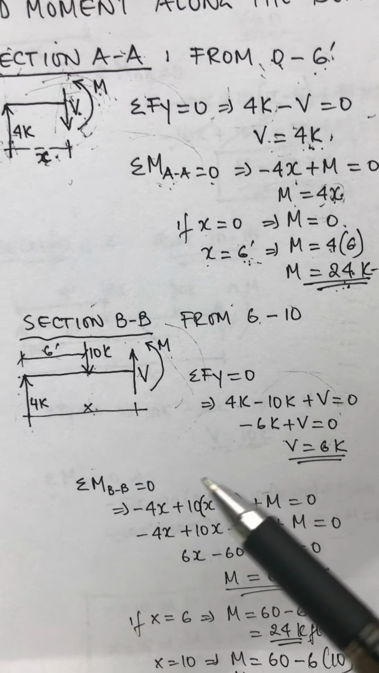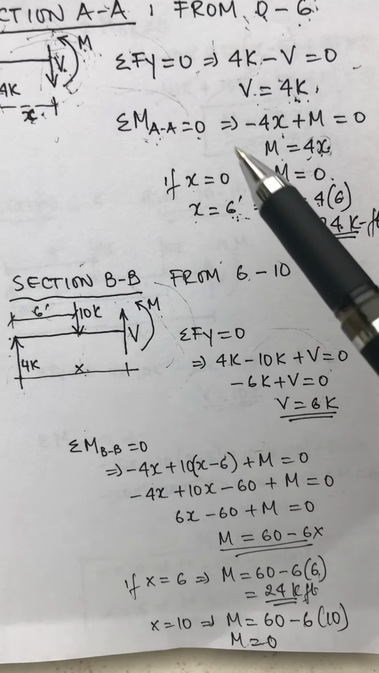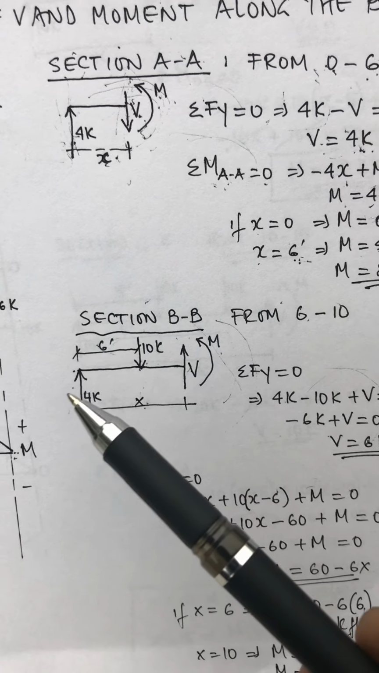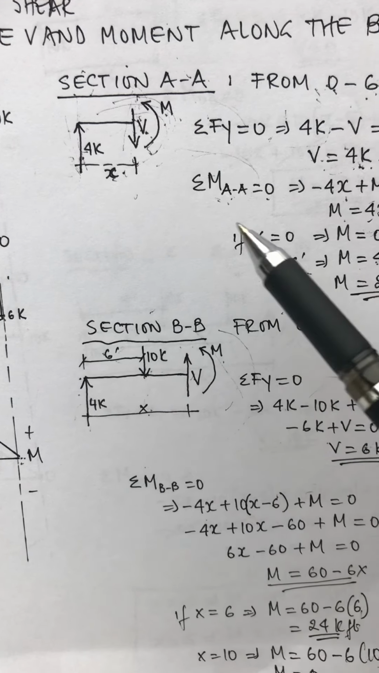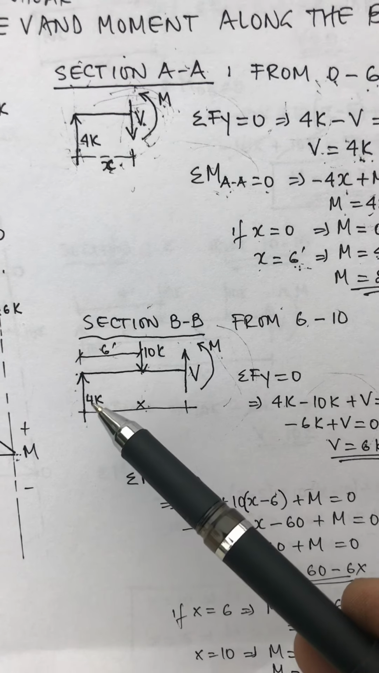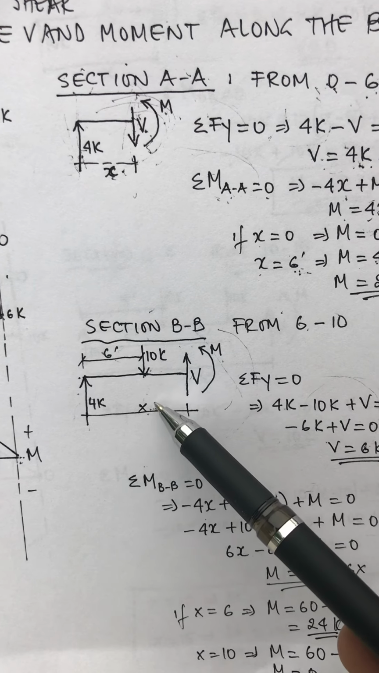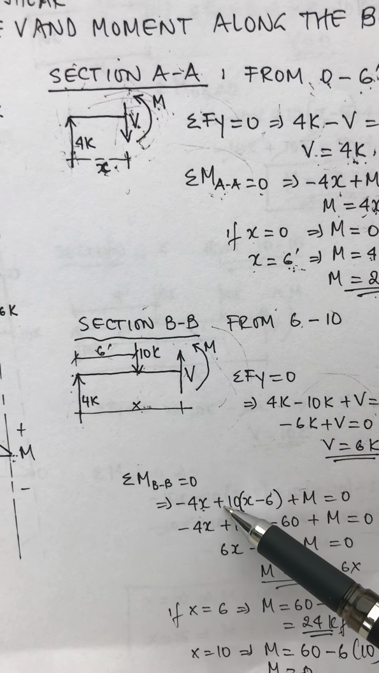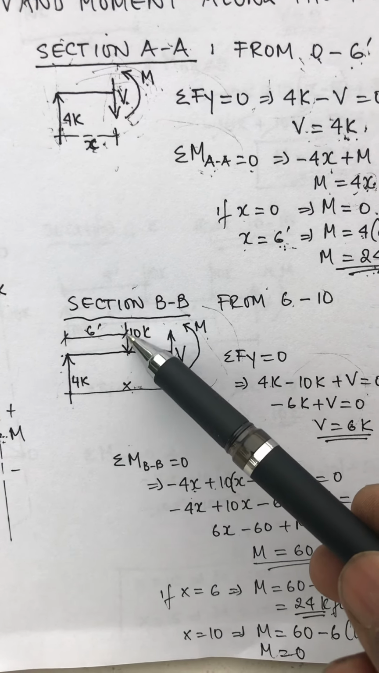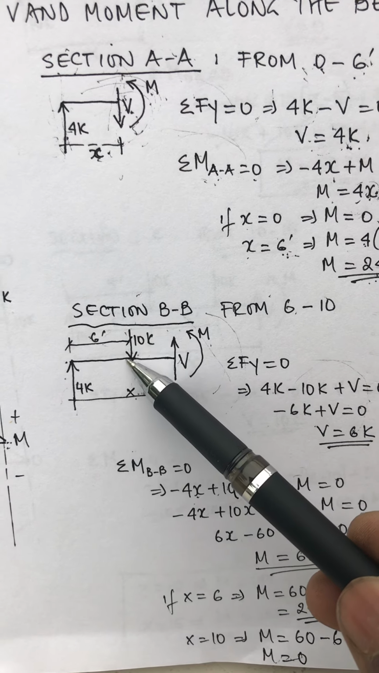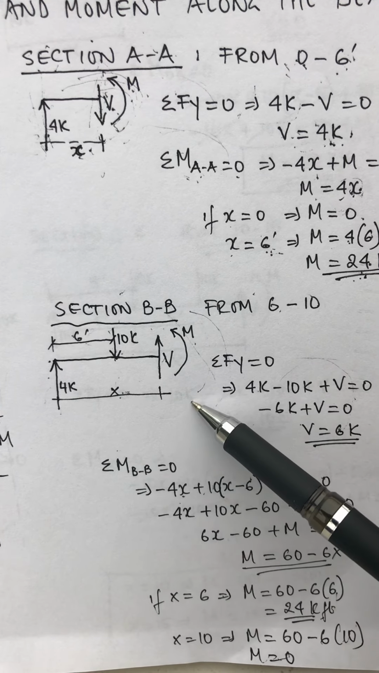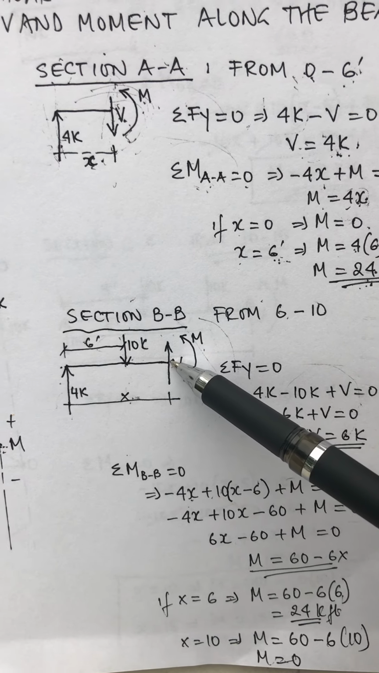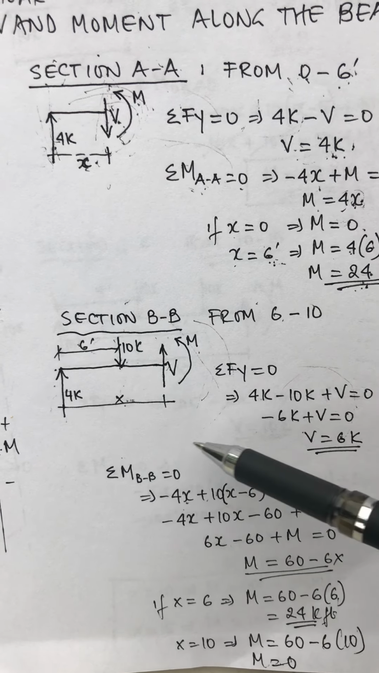Okay, and for the moment we do the same thing like we did here. 4 going up, moving counterclockwise, times the distance. That's the moment. So that's why I have minus 4x plus 10. Plus 10, this force here, and this force is moving counterclockwise around the cut. That's why I have plus.